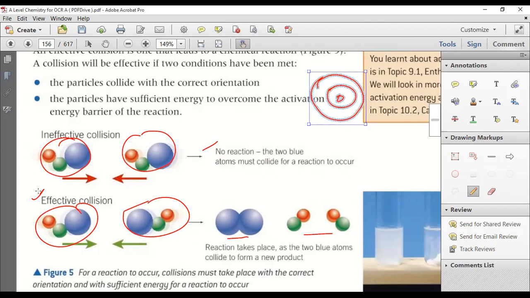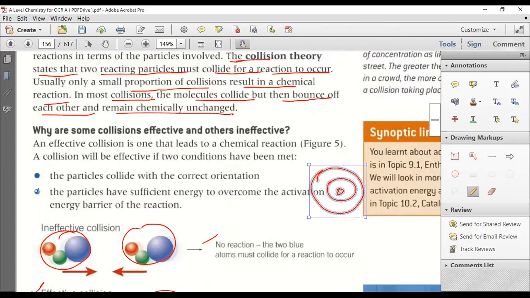So collision theory states that two particles need to collide in order for a reaction to occur. Now this collision can be of two types, the effective and the ineffective one. Only those collisions in which a new product is formed are known as effective collisions, and only they result in a chemical reaction.